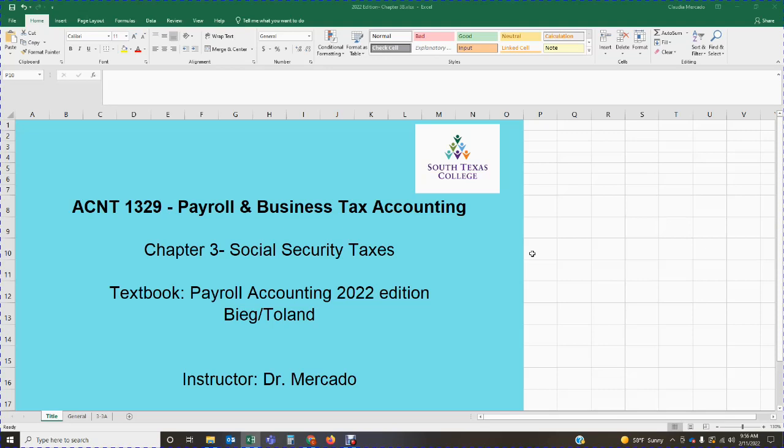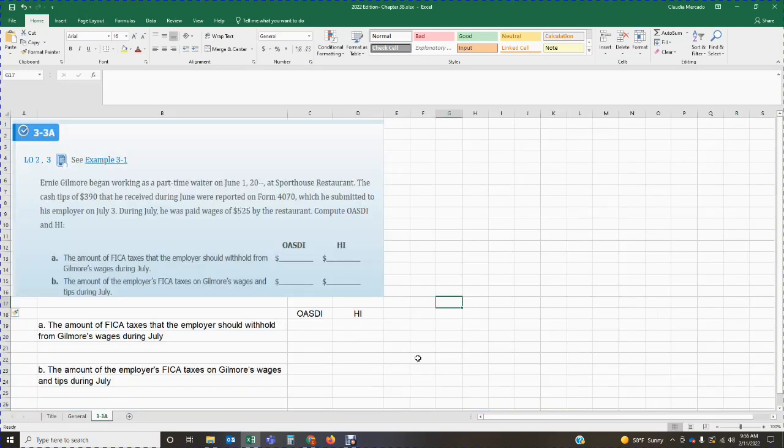Now, we're going to start small. We're going to start with an easy exercise. I want to cover this because students sometimes get confused with tips. So we are going over exercise 3.3. It says Ernie Gilmore began working as a part-time waiter on June the 1st at Sport House Restaurant. The cash tips of $390 that he received during June were reported on Form 4070, which was submitted to his employer on July the 3rd. So the form was submitted in the month of July.